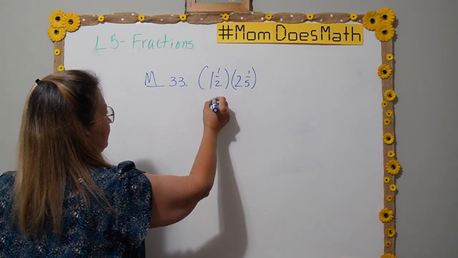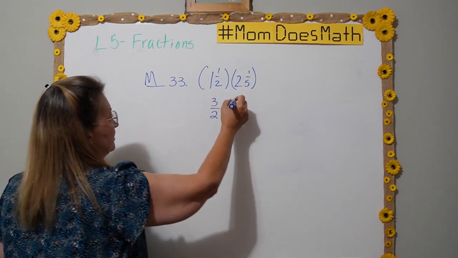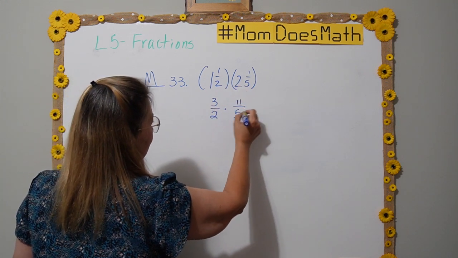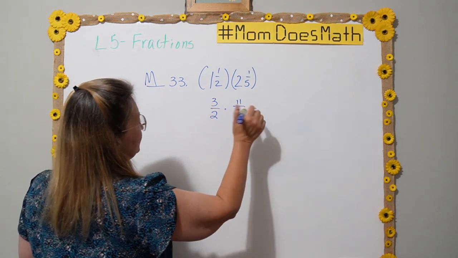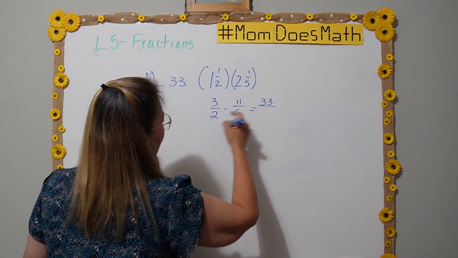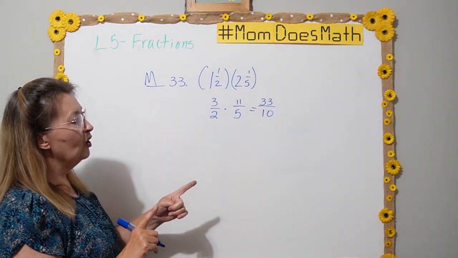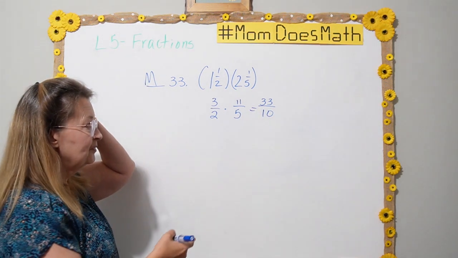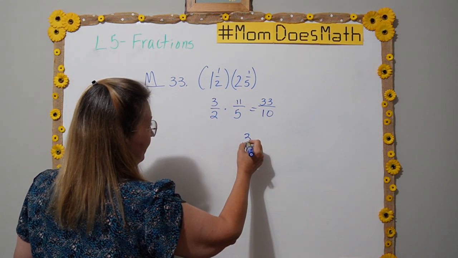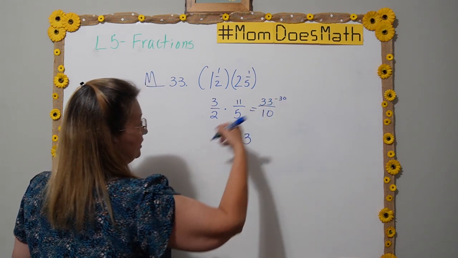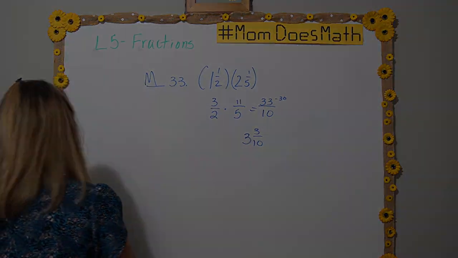2 times 1 is 2, plus 1 is 3 halves, times 5 times 2 is 10, plus 1 is 11 fifths. Now, there's no reducing you can do at this point, but 3 times 11 is 33, and 2 times 5 is 10. This is lowest terms, but it is improper. So if you're asked to change it to a mixed number, how many times will 10 go into 33? 3 times. So that took away 30 of the pieces. How many are left? 3, and it's over 10.